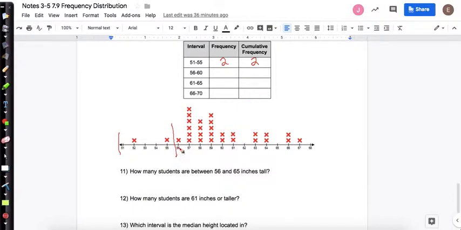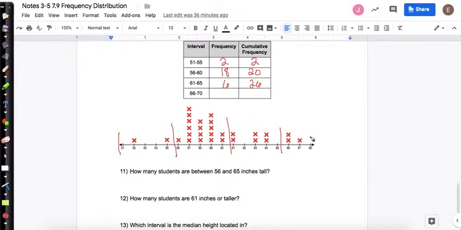Cumulative frequency is all together, so far I have a cumulative frequency of 2. Now we're going to block off 56 to 60, and I'm going to count up all of these x's. And when I count these up, I get 18. And so the cumulative frequency would be 20, because it was 2, 18 more makes it 20. 61 to 65, so I'm going to look at this area right here, 2, 4, 6. So the cumulative frequency is 26. 20 and 6 is 26.